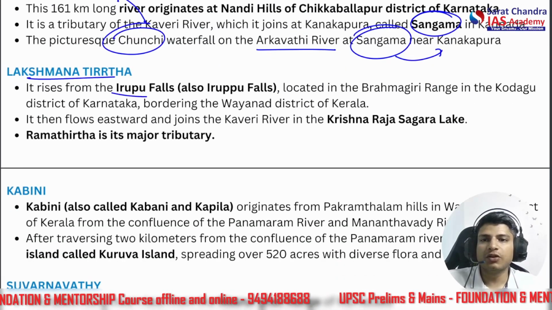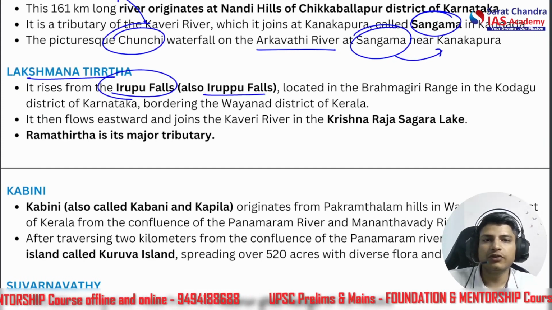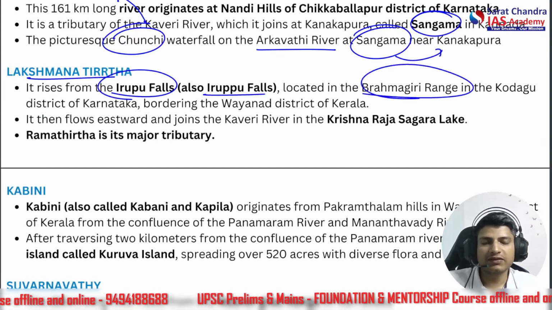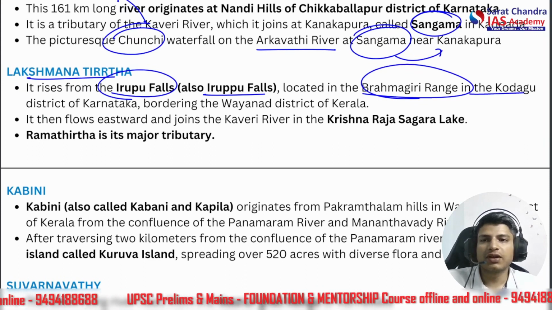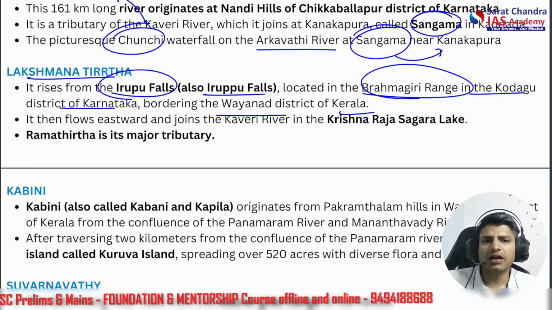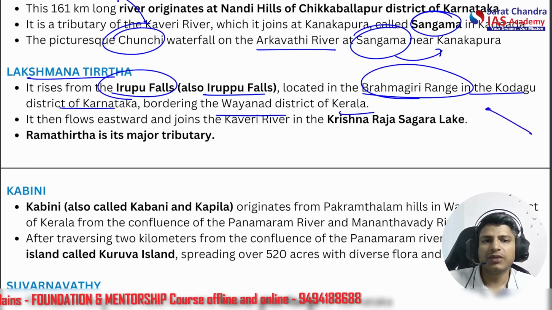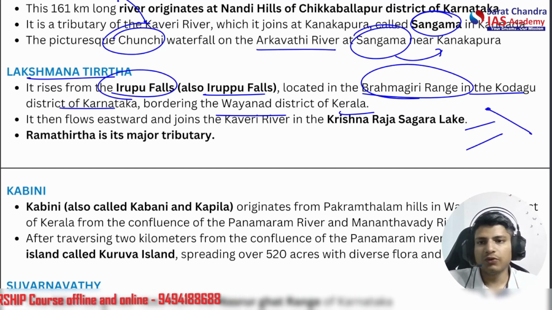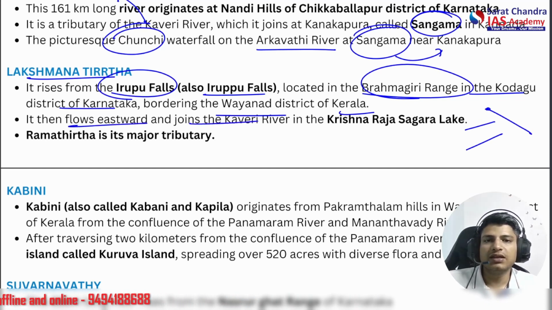So it rises from the Iruppu Falls, located in the Brahmagiri range, the same range as the Kaveri, in the Kodagu district of Karnataka. Okay, bordering the Wayanad district of Kerala. So it's a little to the south of the Kaveri. We see that Kaveri is originating from here, then Kabini coming from here, and the Lakshmana Tirtha coming from here. So it then flows eastward and joins the Kaveri in the Krishnaraja Sagara lake.